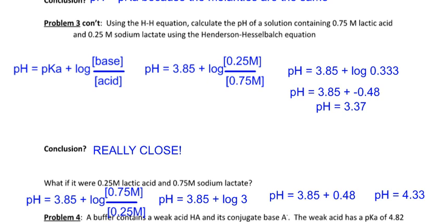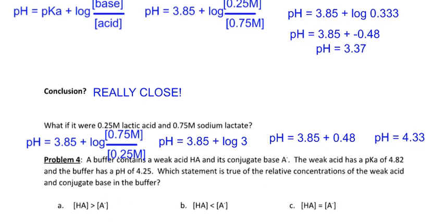Because chemistry really needs to make sense. So sodium lactate is your base. You have a greater presence of a base than you do of your acid. So what should happen to your pH if you have more base in it? Shouldn't it go up? Oh, it did, didn't it? Love it. Chemistry makes sense.